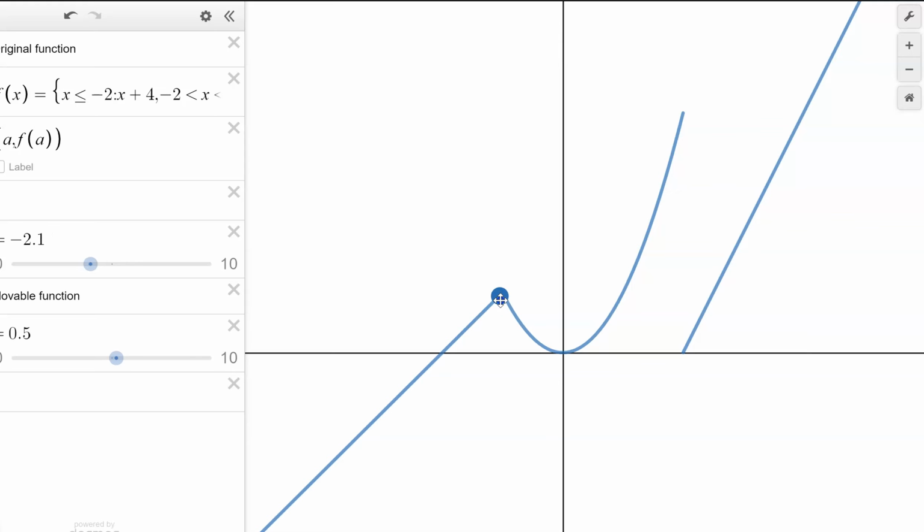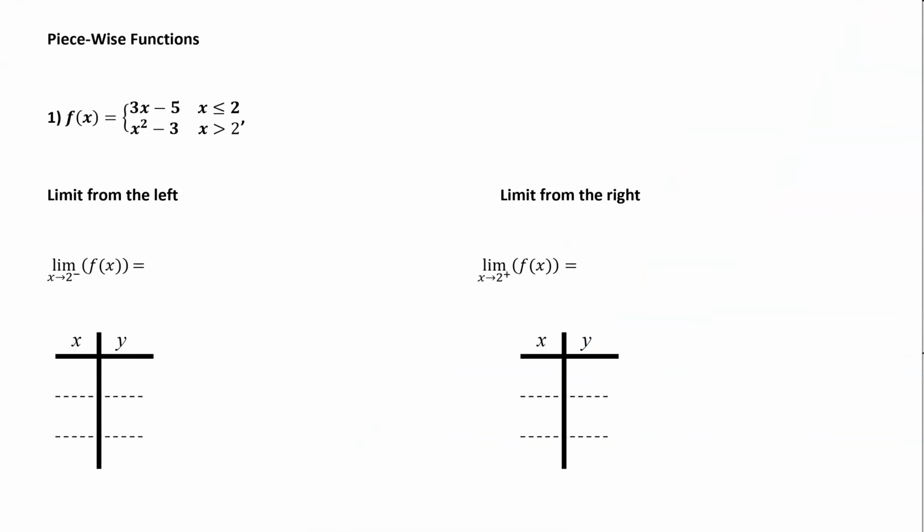So if coming in from the left and the right, it's the same value, you're good, you got a limit. But if coming in from the left and coming in from the right, it's not the same value, you're not going to have a limit. You will always have a left and you will have a right, but you may not have that limit in the middle. So let's look at it from the left.